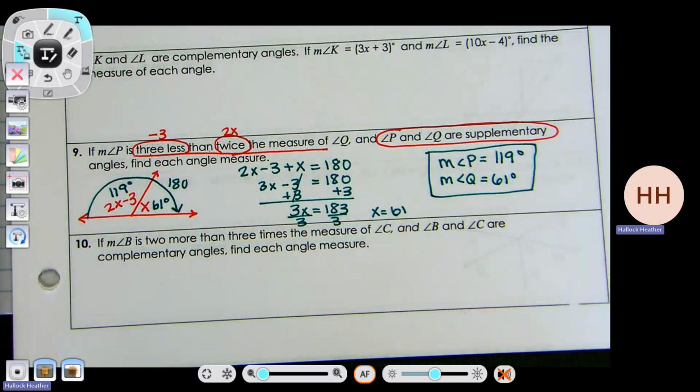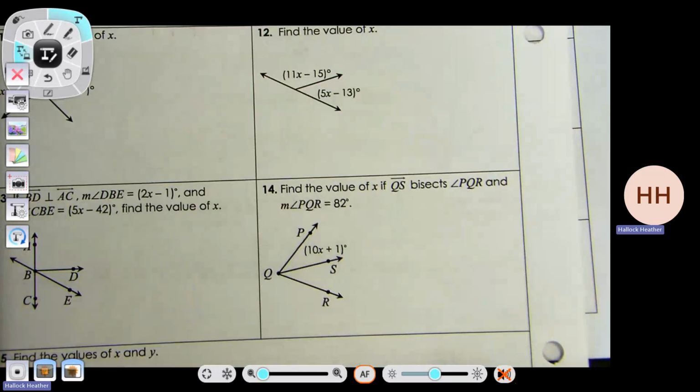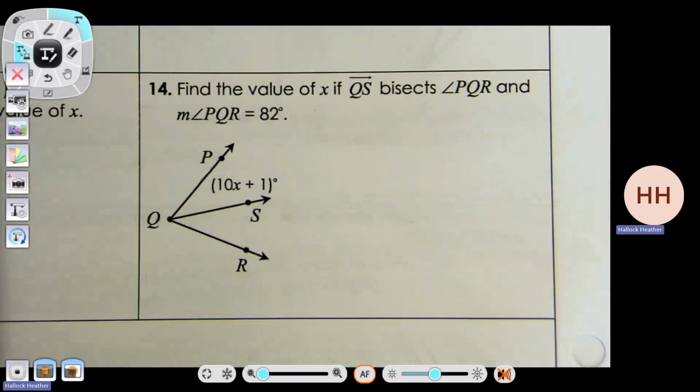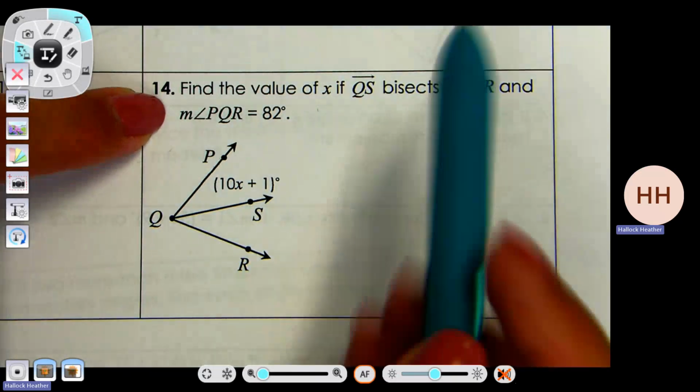Okay. Let's go to the back. We're going to number 14. 14's not hard, but I think it would confuse most of you. So that's why I want to do 14. So 14 says, find the measure of X. So the value of X, so I don't have to plug it back in.